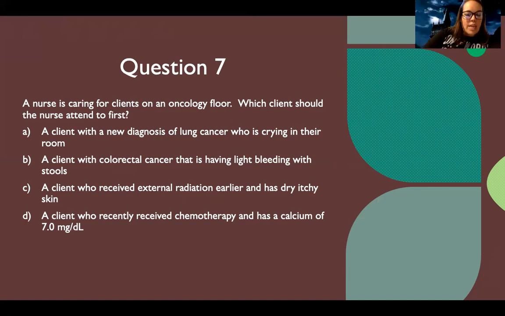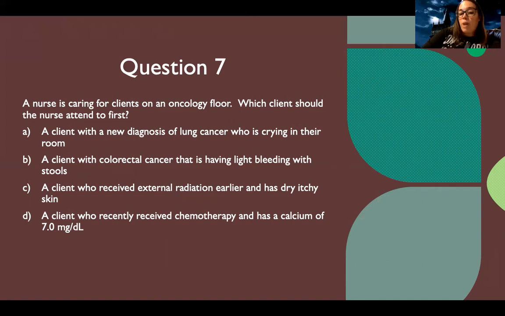And then we have a client who recently received chemotherapy and has a calcium of 7. So I would need to know what a normal calcium is. But this calcium seems low because I know normal's like 8 to 10-ish. Both high and low calcium abnormalities can affect cardiac rhythms, and low calcium can also lead to tetany and laryngospasm if it gets low enough.